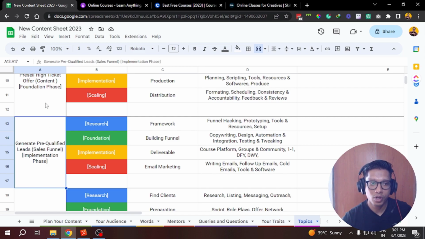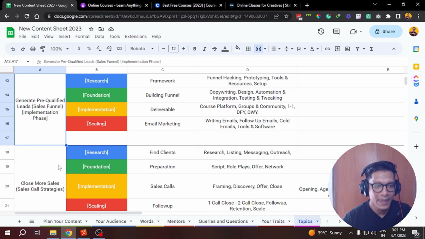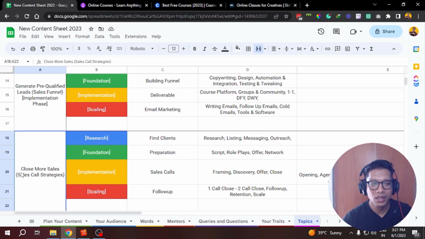So once you've got hold of your content, then it's all about building the sales funnel, building the foundation, writing the email, so then you can start generating the traffic to your sales funnel. Okay, so that was the implementation part. And then the final part is closing more sales. That means this is the scaling part.